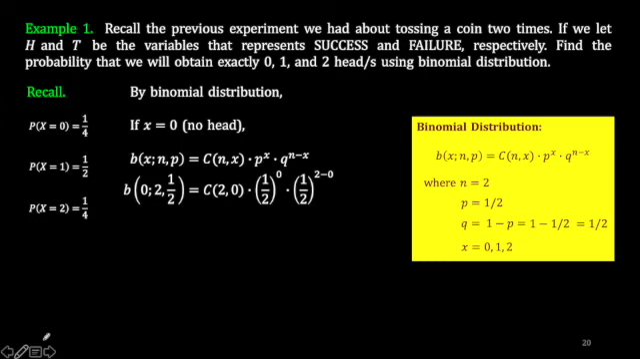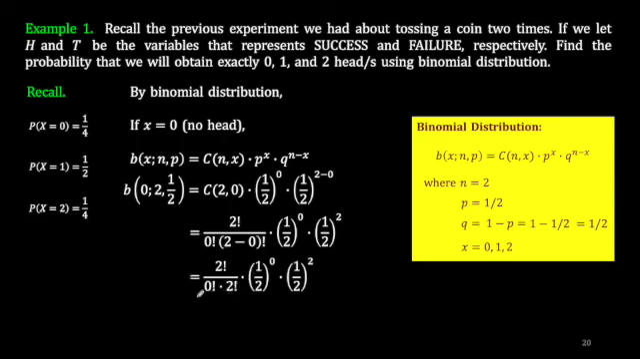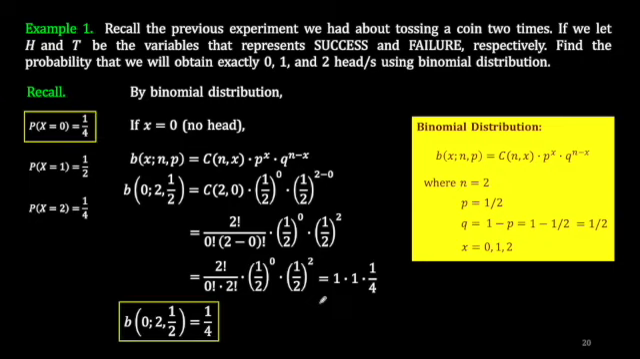We have 2 taken 0 at a time times 1/2 raised to 0 times 1/2 raised to 2 minus 0. Simplify. Itong part na to magiging 1. Then 1/2 raised to 0 is also 1. Then ito ay 1/2 raised to 2, which is 1/4. So ito yung magiging kalalabasan. And the final answer is 1/4, which is the same sa nakuha natin using theorem 1.